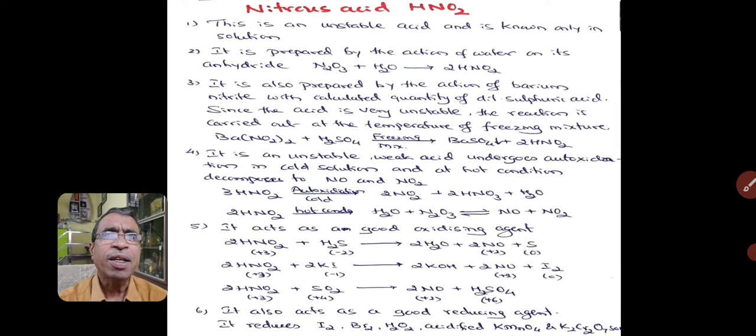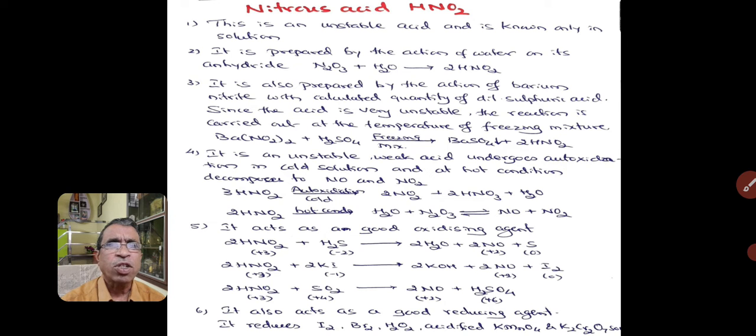Coming to the nitrous acid. This is an unstable acid and is known only in solution. It is prepared by the action of water on its anhydride. That is, when the nitric oxide is treated with water, we get HNO2, that is nitrous acid. It is also prepared by the action of barium nitrite with a calculated quantity of dilute sulfuric acid. Since the acid is very unstable, the reaction is carried out at the temperature of freezing mixture.